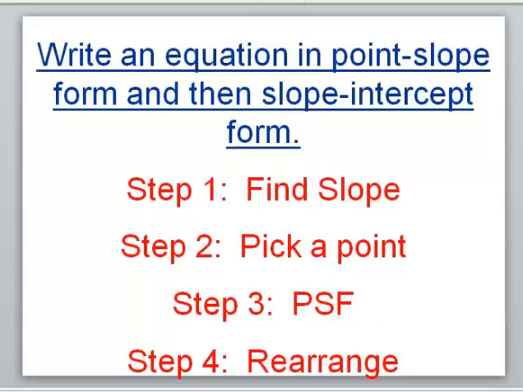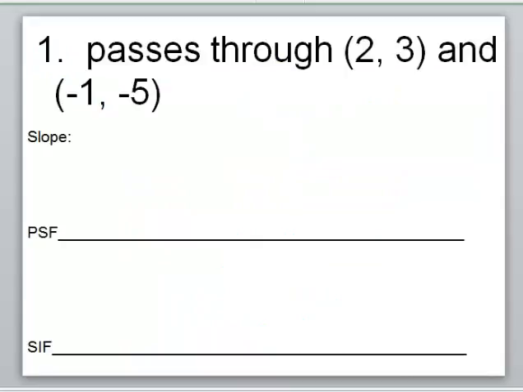What we're going to be doing today is we're going to write an equation in point-slope form, and then we're going to rearrange it, and after we rearrange it, we're going to put it into slope-intercept form. So our steps: find the slope, pick a point, use point-slope form, and then rearrange it into slope-intercept form.